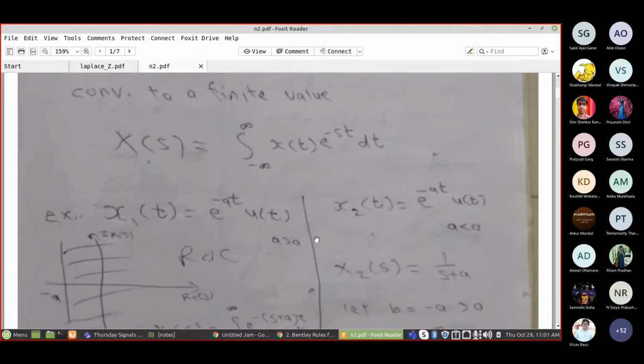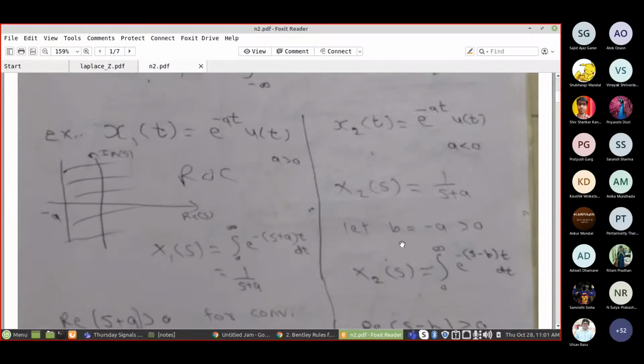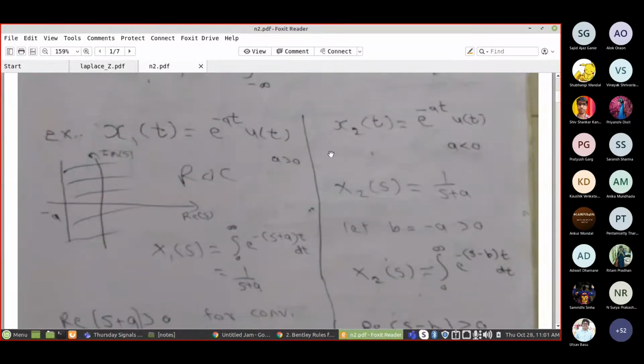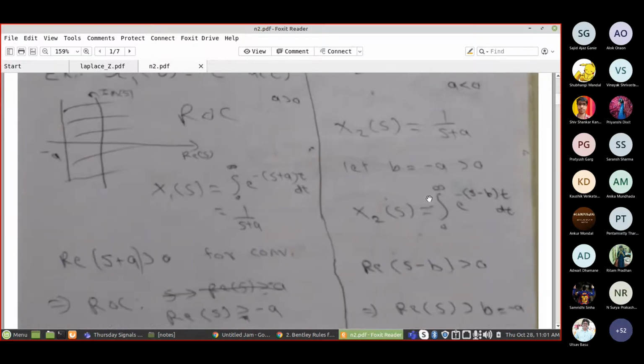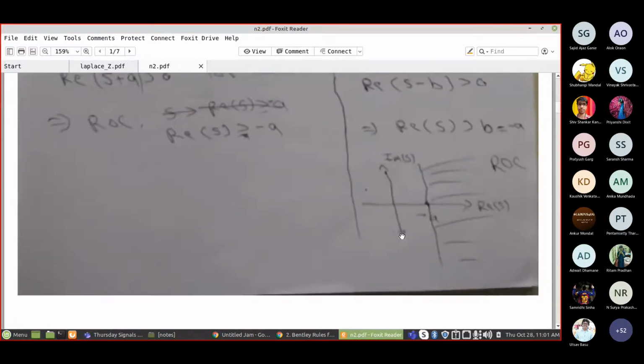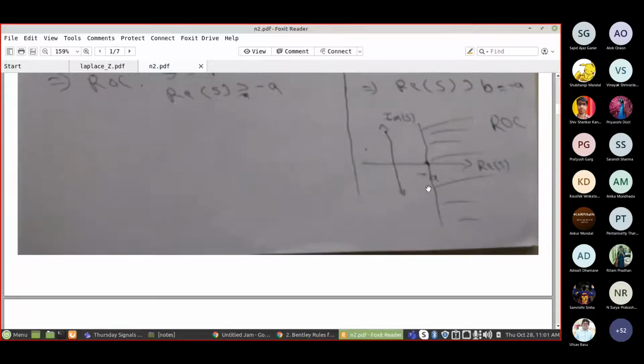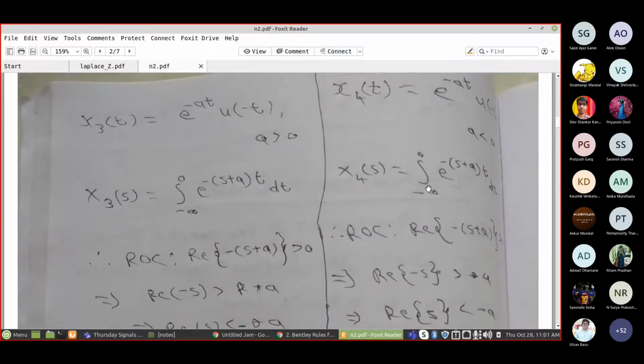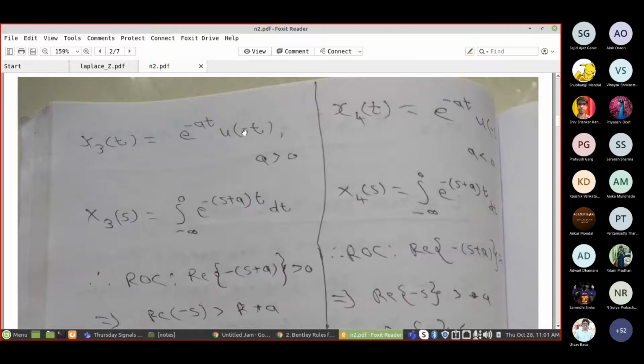I think we saw this second example also yesterday, if I remember correctly. Yeah, I think we did these two examples. Both are causal. One situation is where a is positive and the other where a is negative. I hope this is fine. Let us consider anti-causal cases now. We have u of minus t in both these examples, with a positive and negative respectively. Let's check these out one by one.